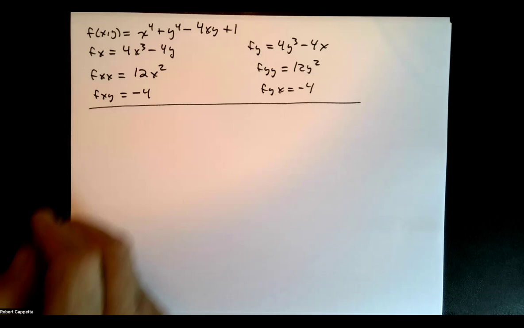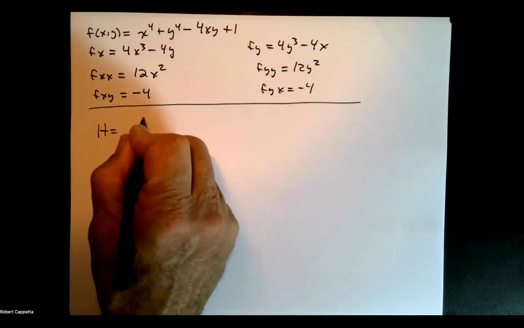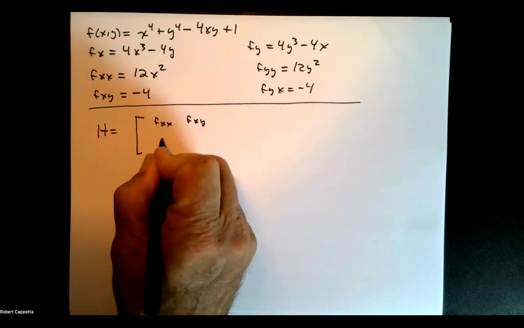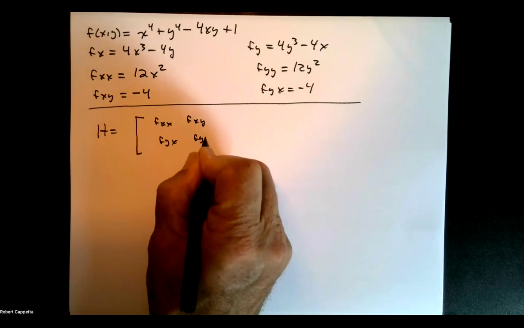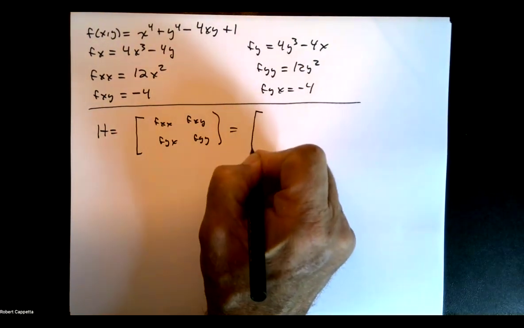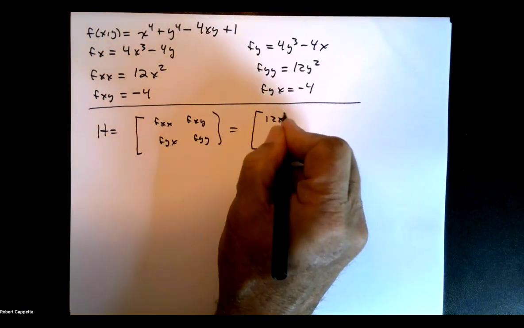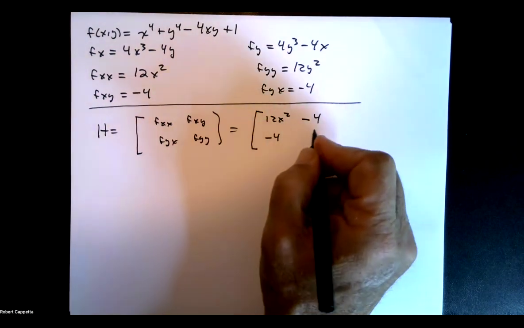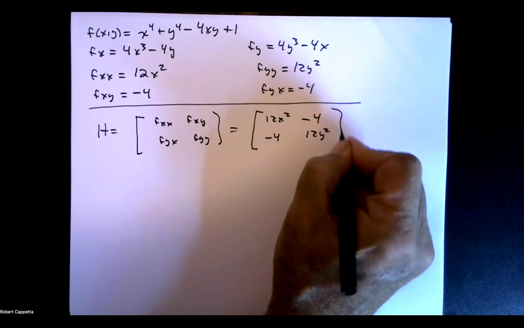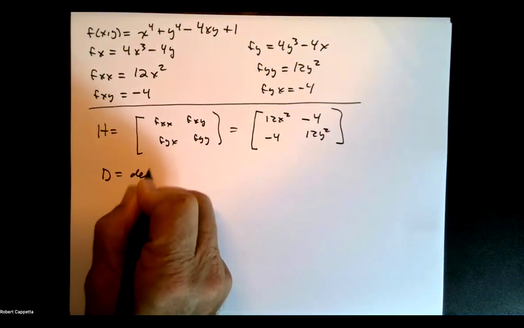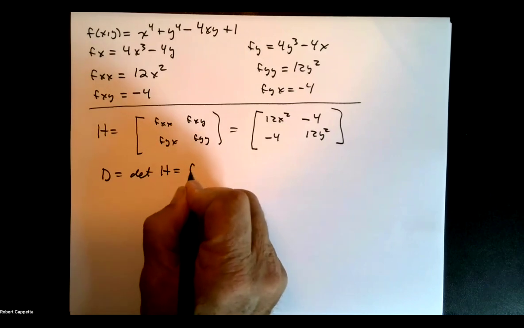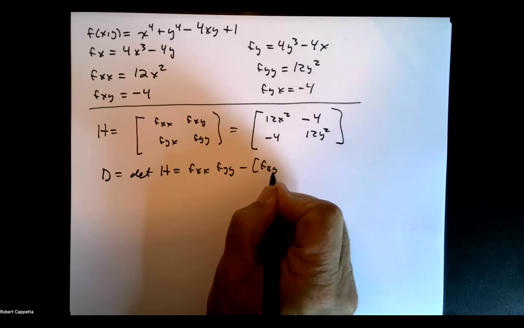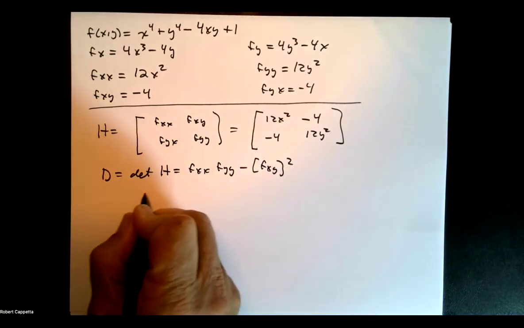Here's our collected information. We want to construct the Hessian matrix, which is built out of the second order partials, fxx, fxy, fyx, fyy. And what do we get? Fxx is 12x squared, fxy is negative 4, fyx is negative 4, and fyy is 12y squared. So D is the determinant of the Hessian matrix, which is fxx times fyy minus fxy squared. So what do we get for D?